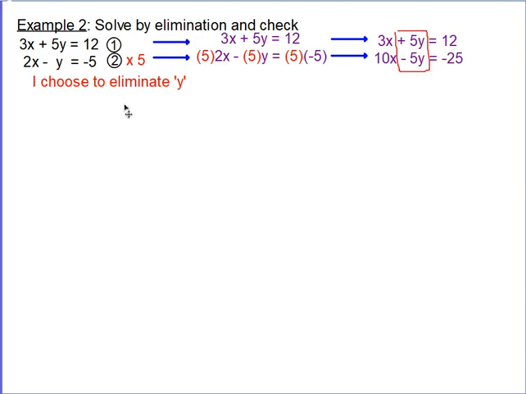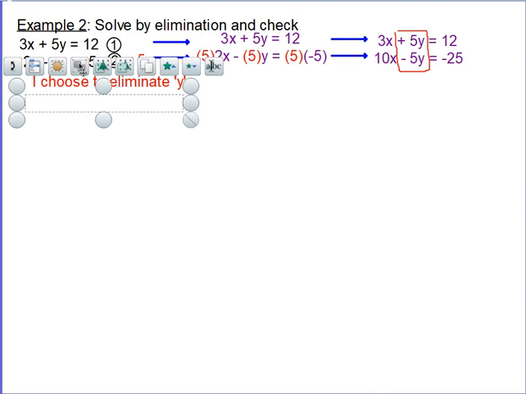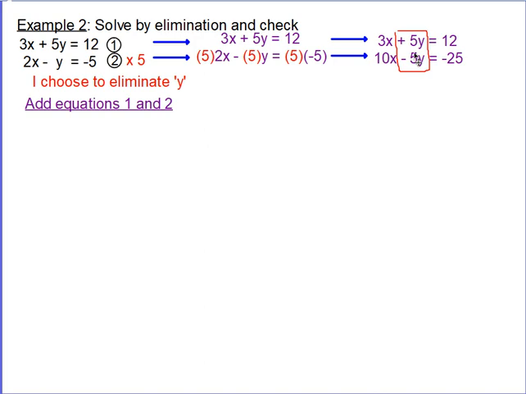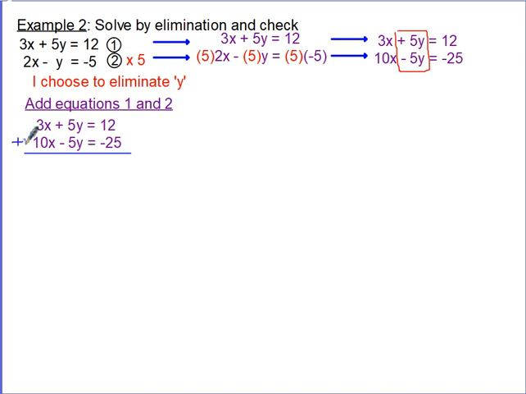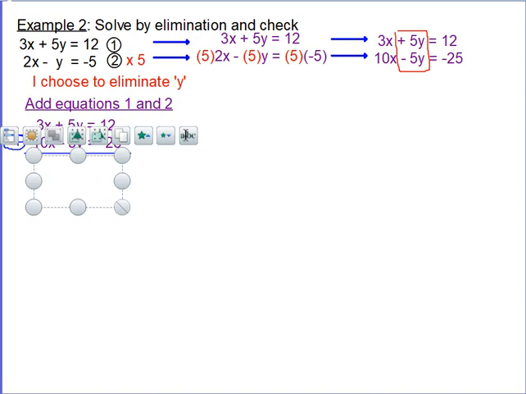We've kind of forced the system to have those matching coefficients. So what we're going to do is, because the signs are different, right? Plus 5y, minus 5y. If we want to eliminate y, what we're going to have to do is add those equations. So we write down our system, and I'm going to put a plus sign here, and I circle it, just so I know what's going on.